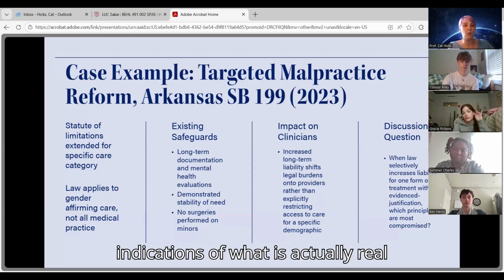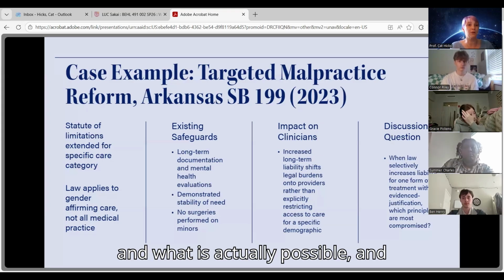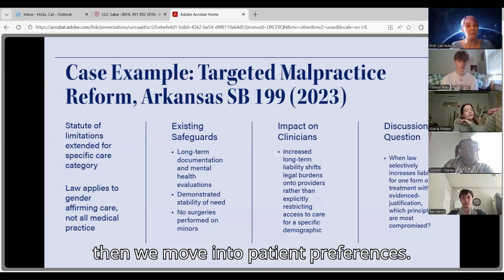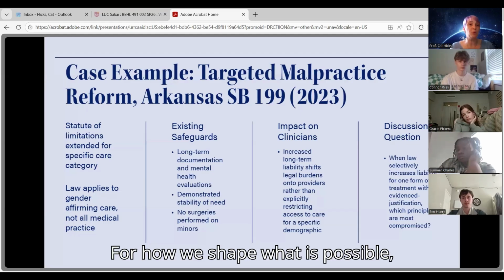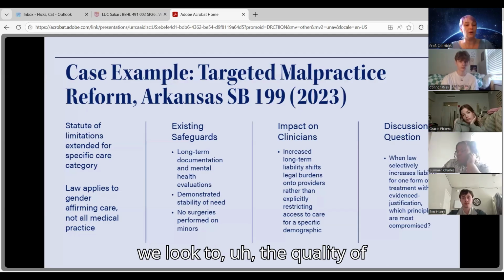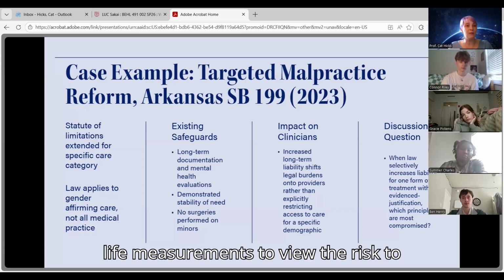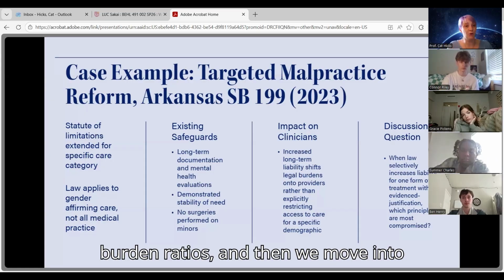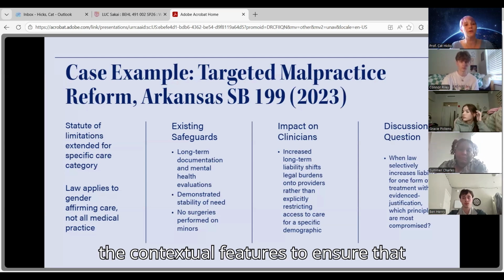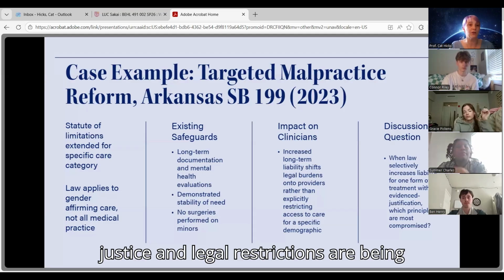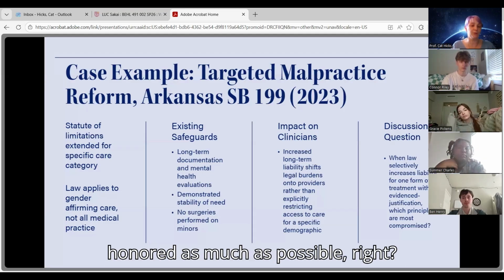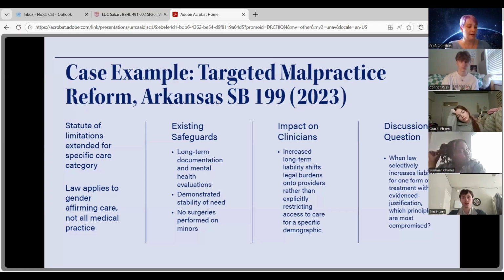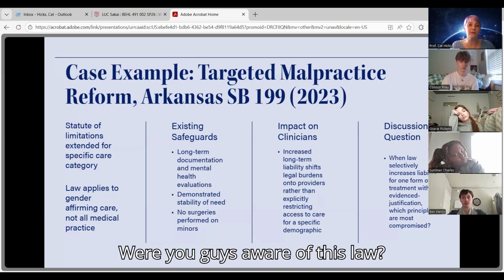So we begin with medical indications of what is actually real and what is actually possible. And then we move into patient preferences for how we shape what is possible. We look to the quality of life measurements to view the risk to burden ratios. And then we move into the contextual features to ensure that justice and legal restrictions are being honored as much as possible, right? Were you guys aware of this law?